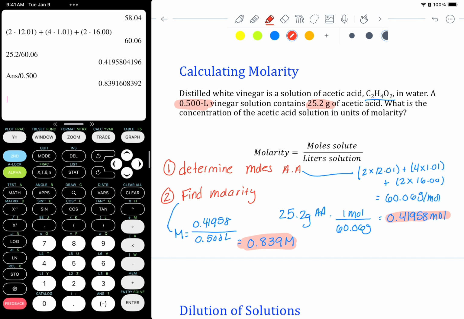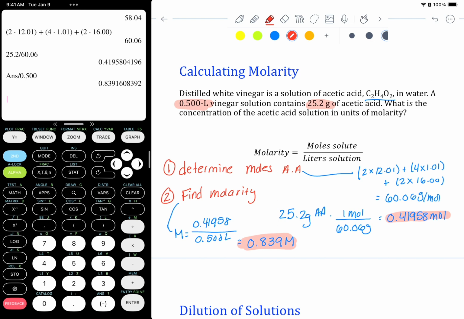So here we just showed how we take a mass, convert it to moles, and use that mole value and the given volume to find the molarity. Now you could do this as well if you were given the mass of the compound as well as the molarity and you needed to find the volume. You could do that as well, okay?